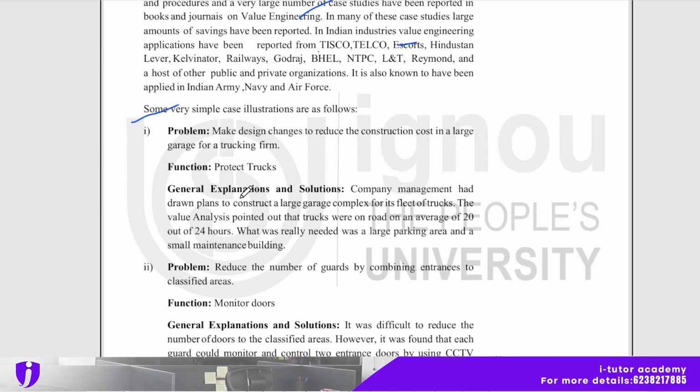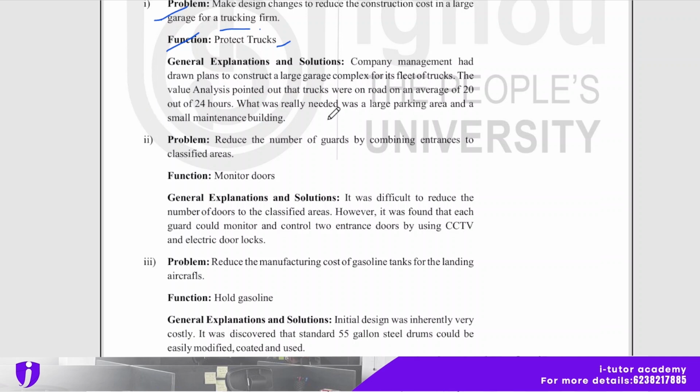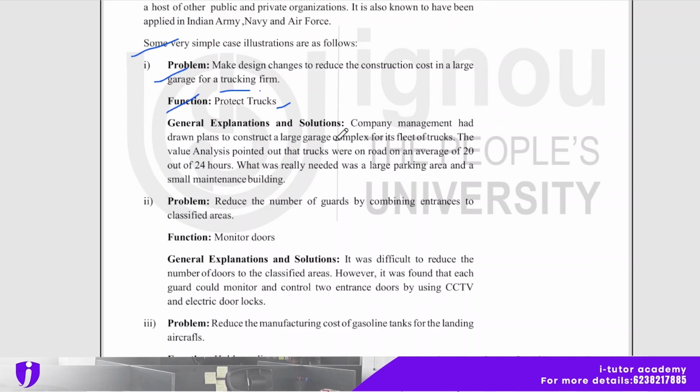Okay, so some very simple case illustrations are here. So what is the problem? First of all, the problem is to make a design change to reduce the construction cost of a large garage for a trucking firm. So the function is to protect trucks. Company management had drawn a plan to construct a large garage complex for its fleet of trucks, and the value analysis pointed out that the trucks were on the road on average 20 out of 24 hours, and what was really needed was a large parking area and a small maintenance building. So this is the problem, function, and general explanation.